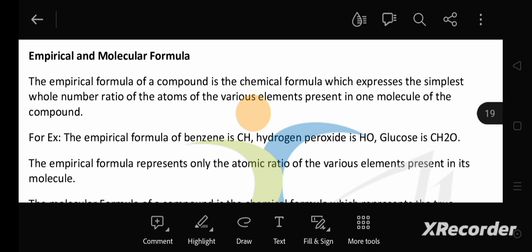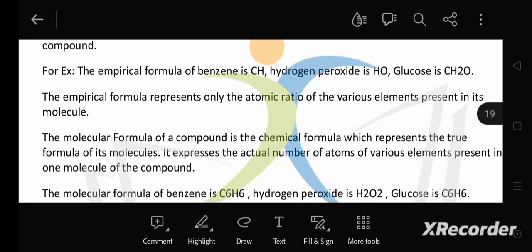Because we know the actual formula of benzene is C6H6. अगर हम benzene का actual formula देखें तो the formula of the benzene is C6H6. So the simple whole number ratio is 1:1. So that is the CH. Now hydrogen peroxide, H2O2. So simple whole number ratio is HO, and in case of glucose C6H12O6. So simple ratio is CH2O. This is the empirical formula of the glucose.